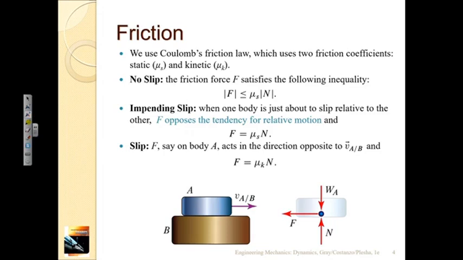So the assumption we make with Coulomb friction is that your static friction coefficient, mu static, is always greater than your kinetic friction coefficient. Probably greater than or equal to. So you need some force in order to get this thing to break away. But then once it's sliding, it's actually going to have less frictional force once you've begun sliding.